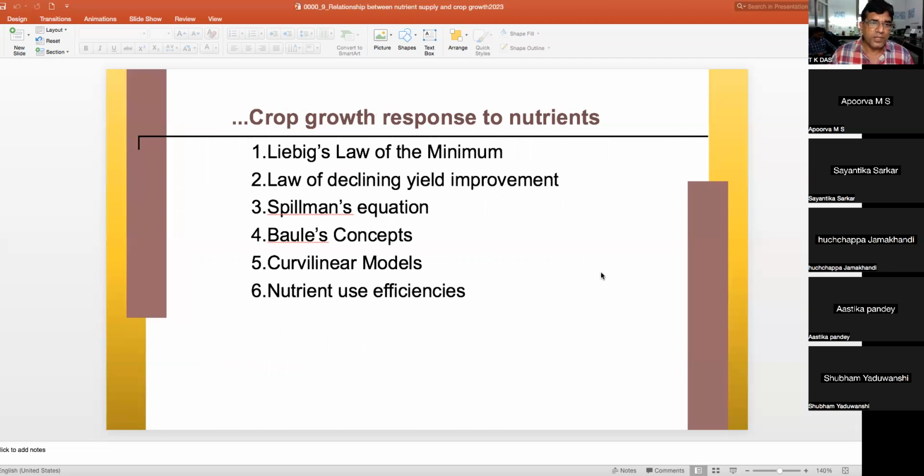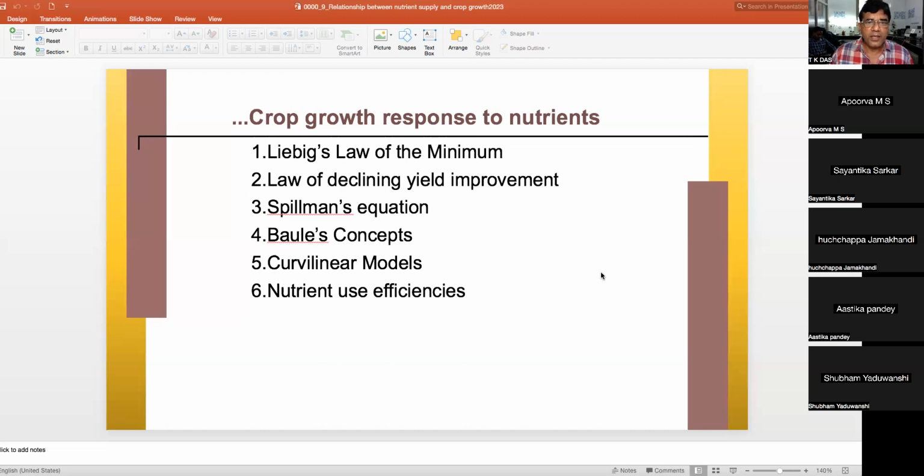In this, I have listed 4. There can be some more also. For example, Liebig's law of minimum. It is also related to the supply of nutrients in relation to the growth of the crops. Similarly, law of declining yield improvement.